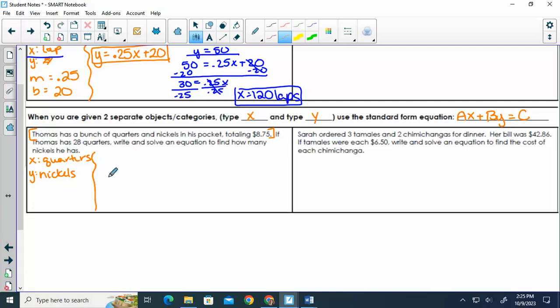How much is a quarter worth? 25 cents. So 0.25x plus, how much is a nickel worth? 5 cents. So 0.05y equals what? The total amount of money he had, $8.75. That is the equation.